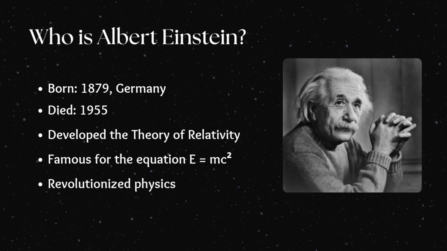Before we understand the theory of relativity, let's first talk about the scientist behind it, Albert Einstein. He was born in 1879 in Germany and passed away in 1955. Einstein became one of the most influential physicists in history. He developed the theory of relativity, which changed the way scientists understand time, space, and gravity.